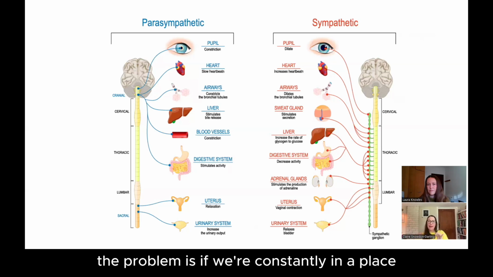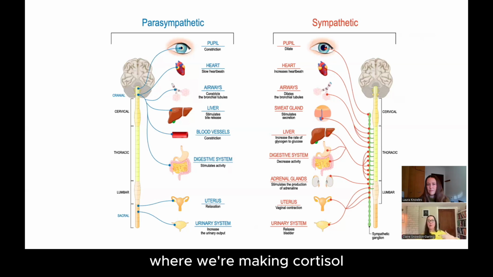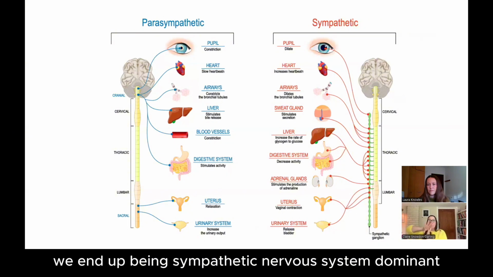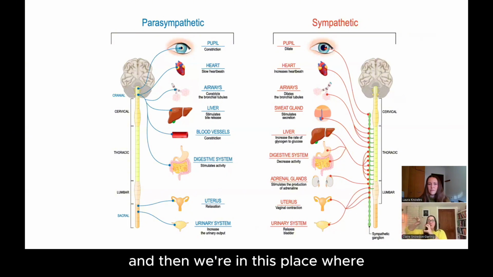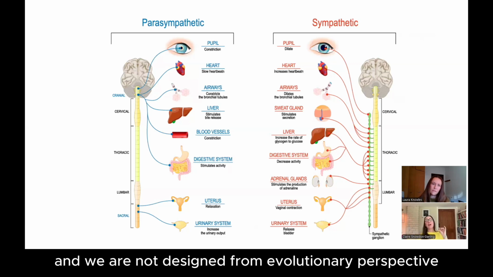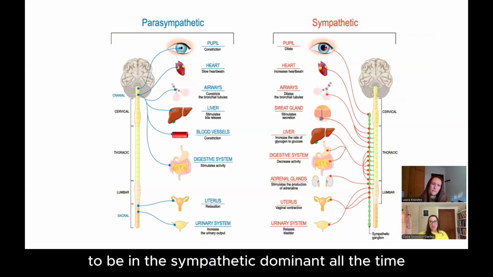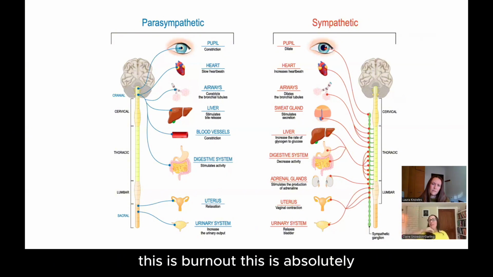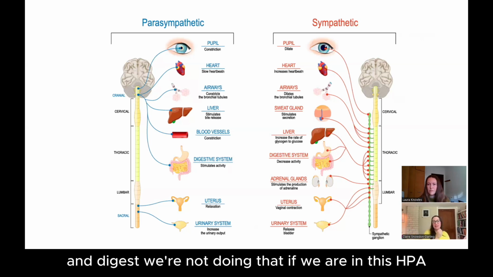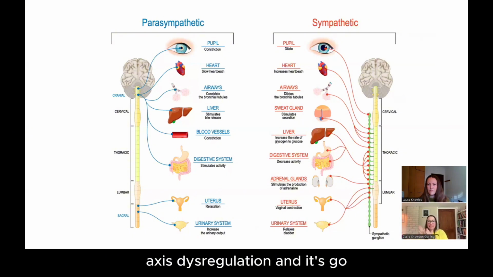The problem is if we're constantly in a place where we're making cortisol, we end up being sympathetic nervous system dominant. And then we're in this place where our body is in a stress response at all times, and we are not designed from an evolutionary perspective to be sympathetic dominant all the time. This is burnout. We have to be able to get back down into rest and digest. We're not doing that if we are in this HPA axis dysregulation and it's go, go, go, go, go because I'm in danger all the time.